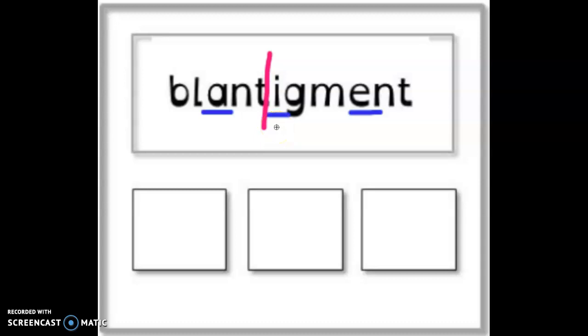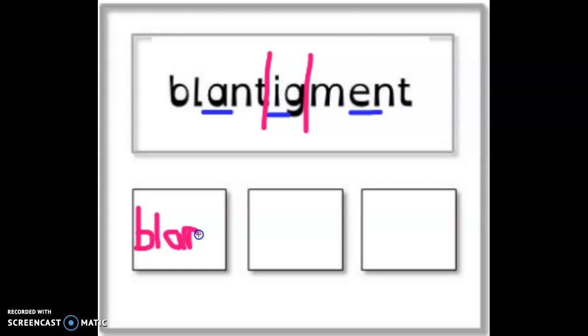Then we will look at the next two vowel letters. I see I and E, and in between the I and E, I see a G and an M. That is not a blend or a digraph, so we will split the word in between those two consonants. Next, we'll break up the word to see the different syllables.